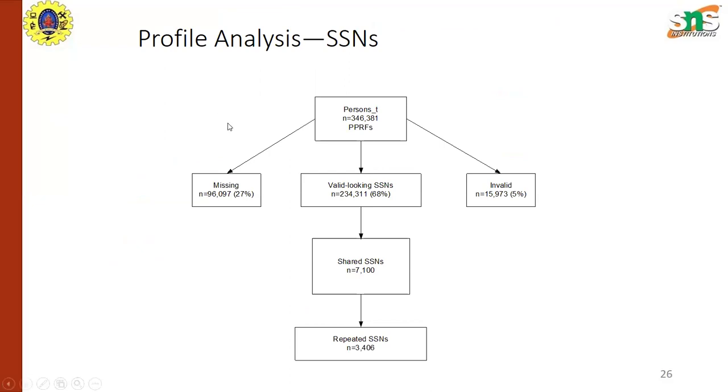The profile analysis of SSN is, for example, if any person is on the top, then what is the missing value in that particular database, what are the invalid data, and what kind of valid data we are looking for. Then the collected data will be shared to the SSN. Then repeat this SSN until it reaches accurate results.